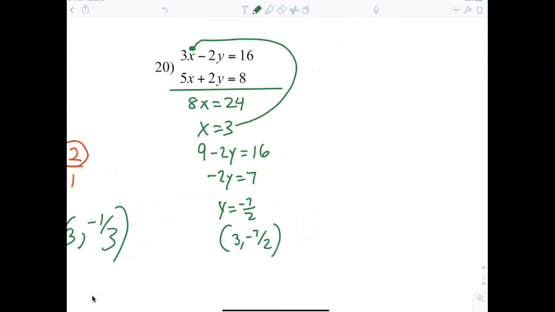Okay, so here we go. So y1 is equal to parentheses 16 minus 3x divide by negative 2. y2 equals 8 minus 5x. Yes, divide by 2.